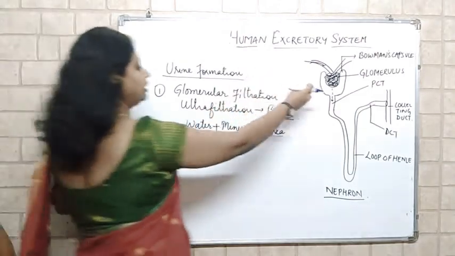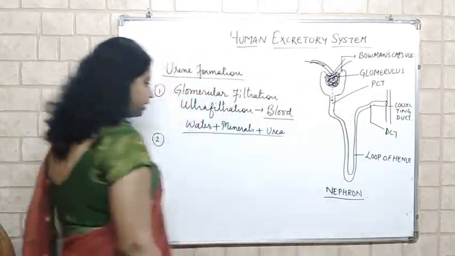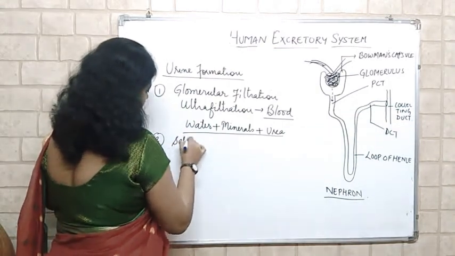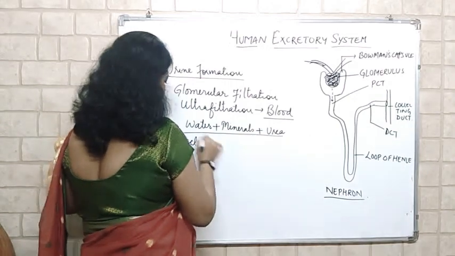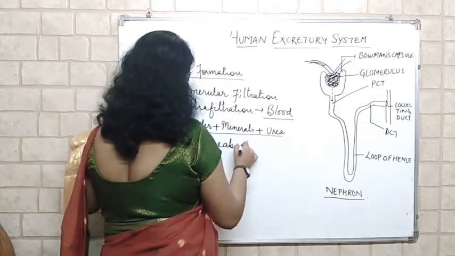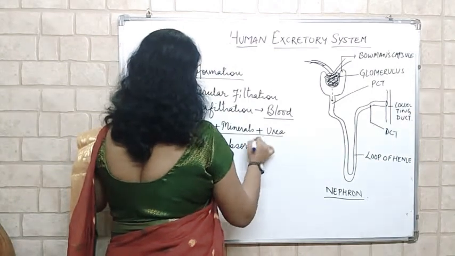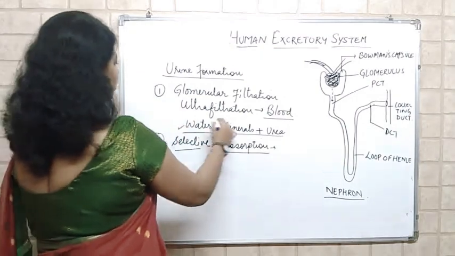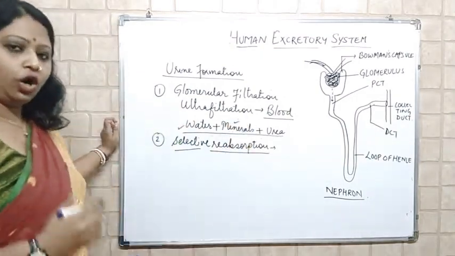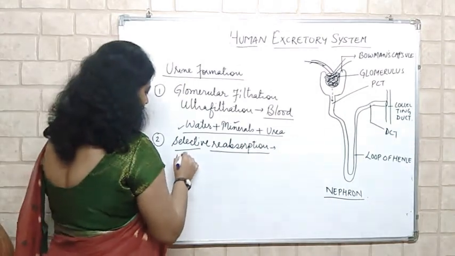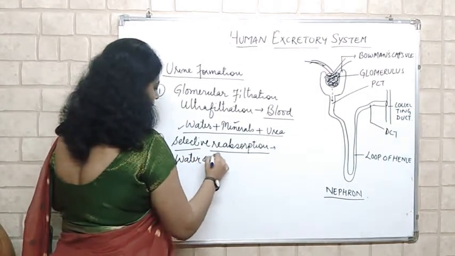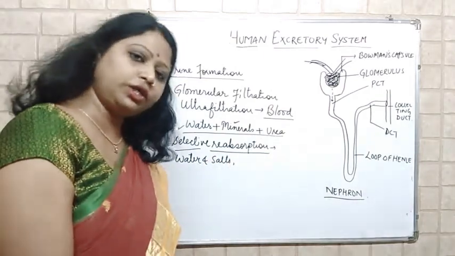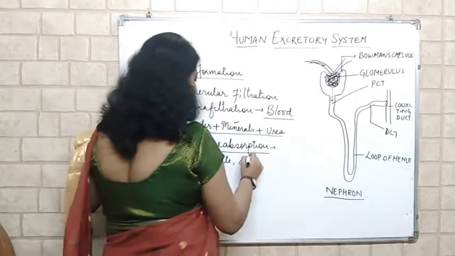After that, the filtrate, the liquid which is coming here, goes through what is known as the second step, selective reabsorption. What is selective reabsorption? Here, some amount of water and some amount of salts, all the important substances like water and salts, sodium salts, potassium salts, all the important salts, are absorbed.